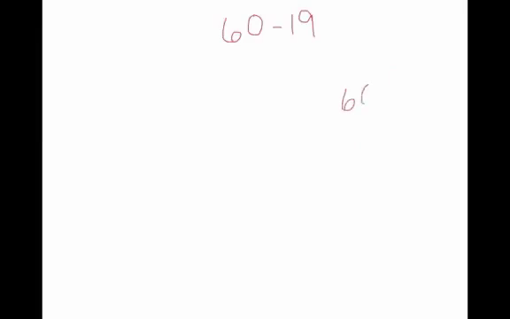Now, you could decompose 19 any way you want. Some kids might think of it as 60 minus 10, very much a place value strategy, is 50. And then they might subtract 9. 50 minus 9, 9 and 1 is 10, so 41 and 9 is 50.